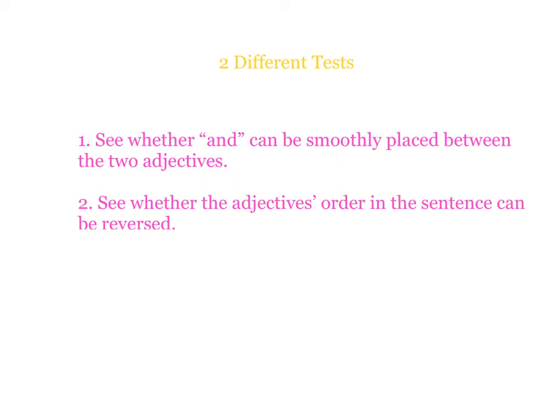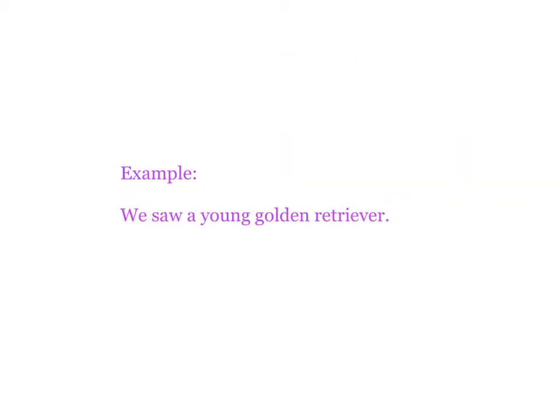Let's go through an example. Our example is, we saw a young golden retriever. In this sentence, we know that the two adjectives, or two descriptive words, are young and golden. So in our test number 1, we are to insert the word and. We saw a young and golden retriever. I would say that probably doesn't make the best sense.